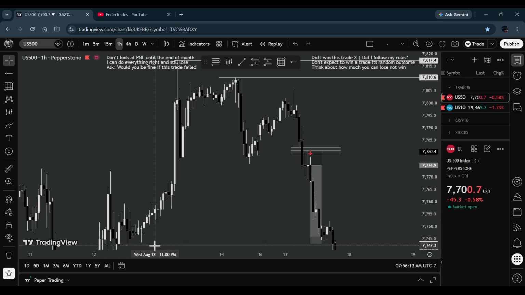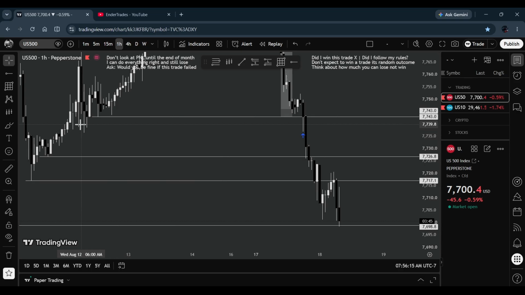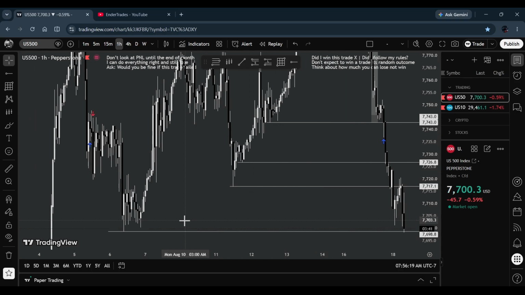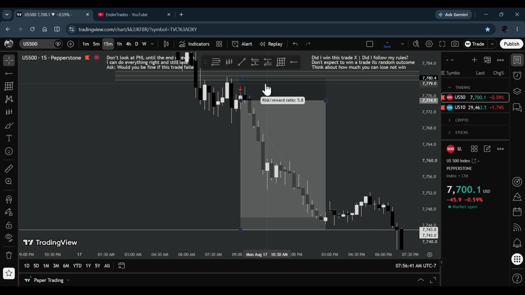But I was targeting this 4 hour low just to be safe, and price actually went down and took out all the lows that I marked out. And I didn't know we were also going to take out the second daily low. I don't know why I'm recently getting really high risk reward trades, like 4 or 5.